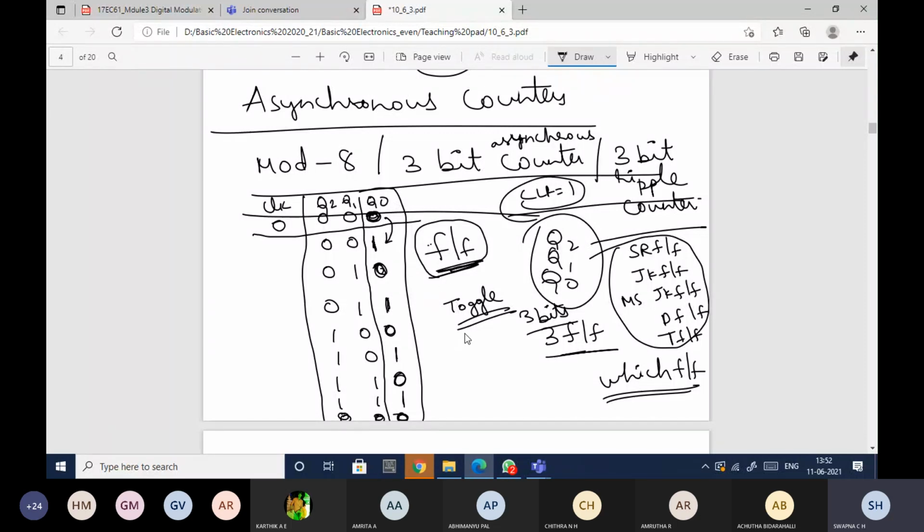Toggling is happening. So in which flip-flop will the toggling happen, and when will this toggling happen? That is my question. Which flip-flop and when? Will you be able to answer it, ma? Okay, fine. I will only tell you. You need to go with the toggle flip-flop, T flip-flop.